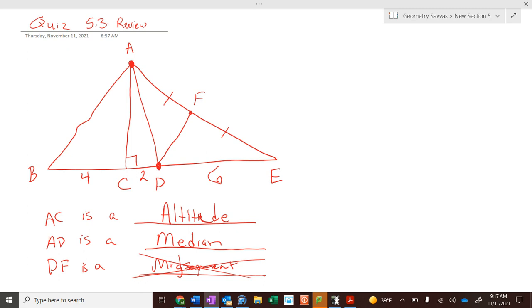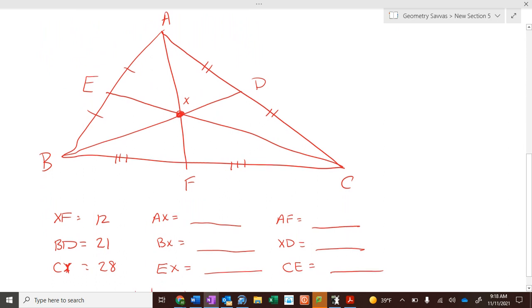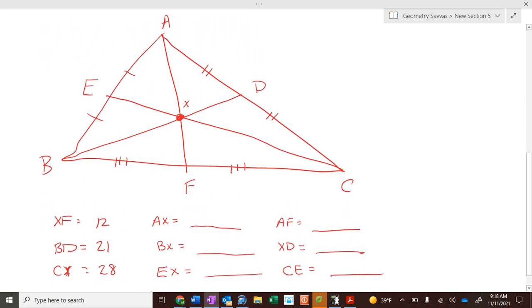Can you handle that? Okay? The altitude goes from the vertex perpendicular to the opposite side. The median goes from the vertex to the midpoint of the opposite side. Okay. This one. Okay.